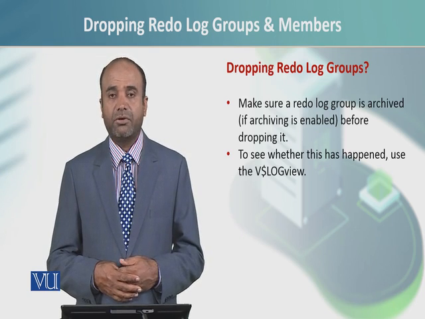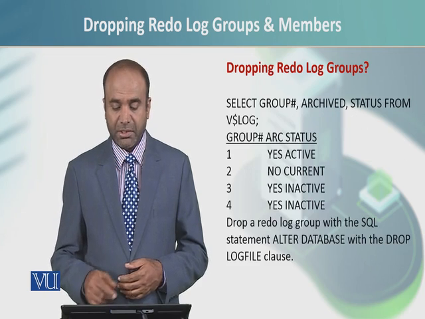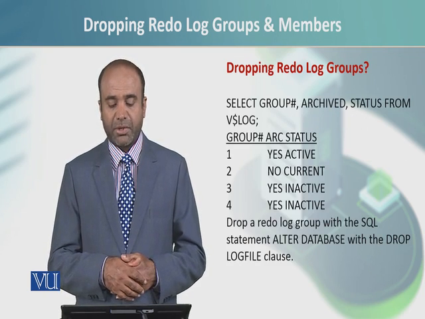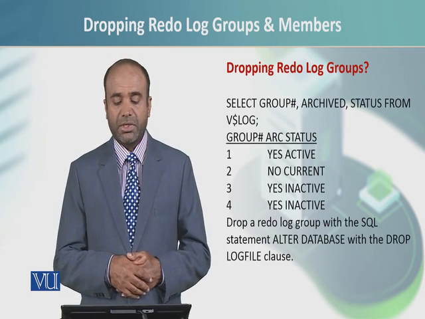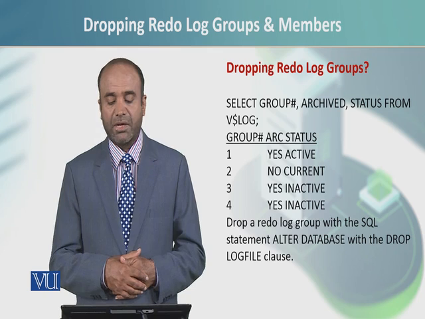The V$LOG view is our dynamic data dictionary view through which we can see the active and inactive activities. So we can see its columns. We select the columns group number and archive status from V$LOG.